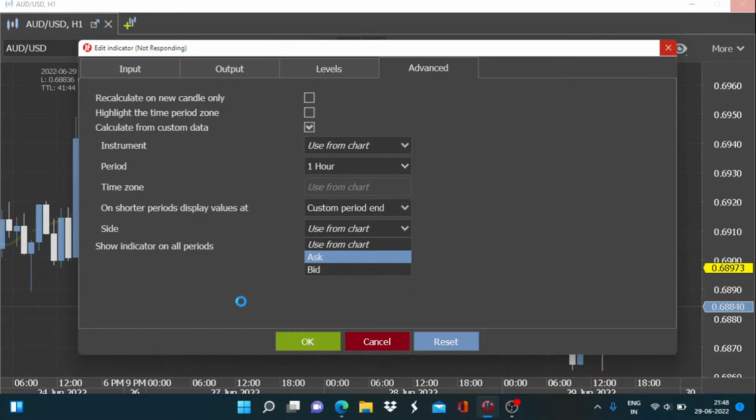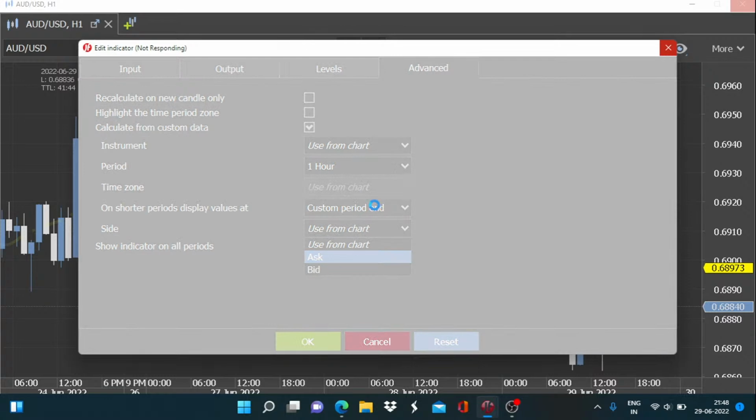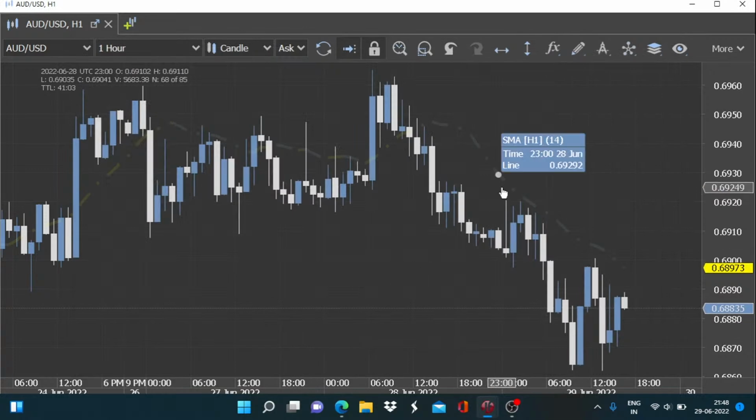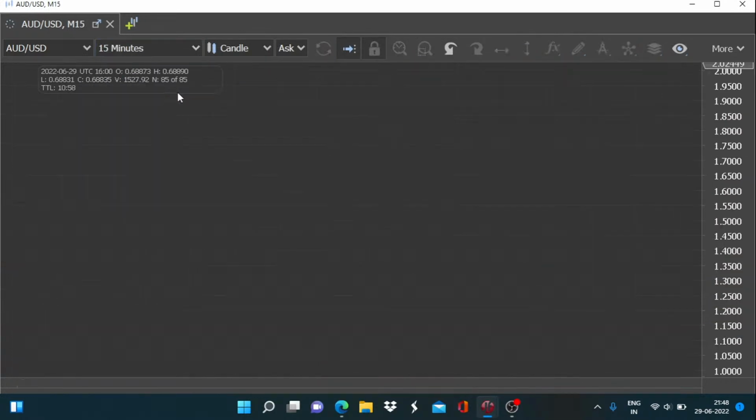Now I have done it for the hourly time frame. Oh, what happened? It is not responding, so it's taking a bit of time. Okay, we give it some time and then we come back. Use from the chart, show indicator on all periods. Okay, now the plotting was on the hourly candle period and I will change it to 15 minutes.